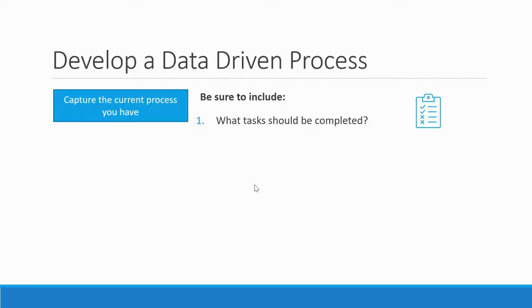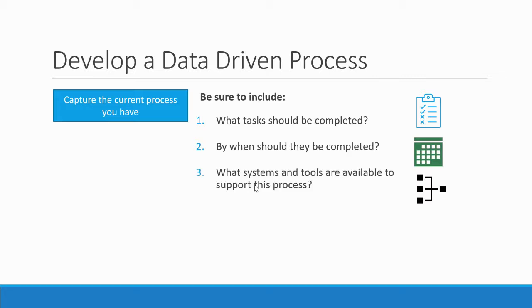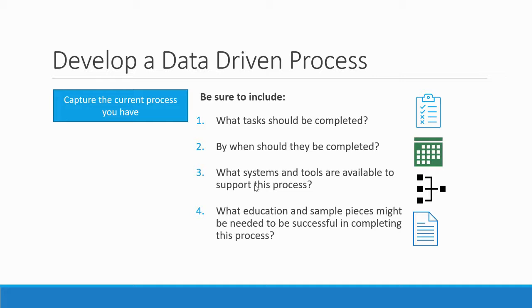So when you're trying to review your processes, you want to look at the current process you have on hand. What tasks are being completed? By when should they be completed? What systems and tools are available to support in this process? And what sample pieces do you have? Rather than doing any sort of duplicative effort, you probably have a lot of sample marketing materials from previous campaigns you've used. Compile them, have it all listed out, and really identify all of the inputs, everything that goes into this process end to end.